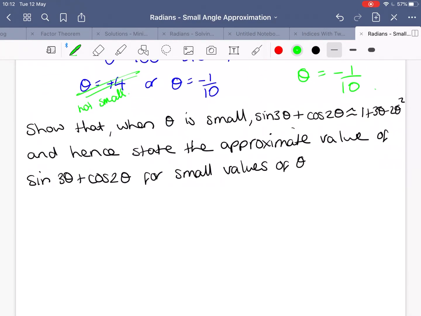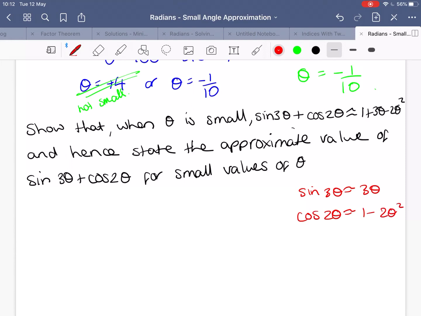And the final type of question that they might ask, again, we'll always start off the same. Show that when theta is small, sine 3 theta plus cos 2 theta equals this, and hence state the approximate value of that for small values of theta. So, as always, start off the same way. So, I know sine 3 theta is approximately 3 theta. I know cos 2 theta is approximately 1 minus all of 2 theta squared divided by 2, which becomes 2 theta squared.